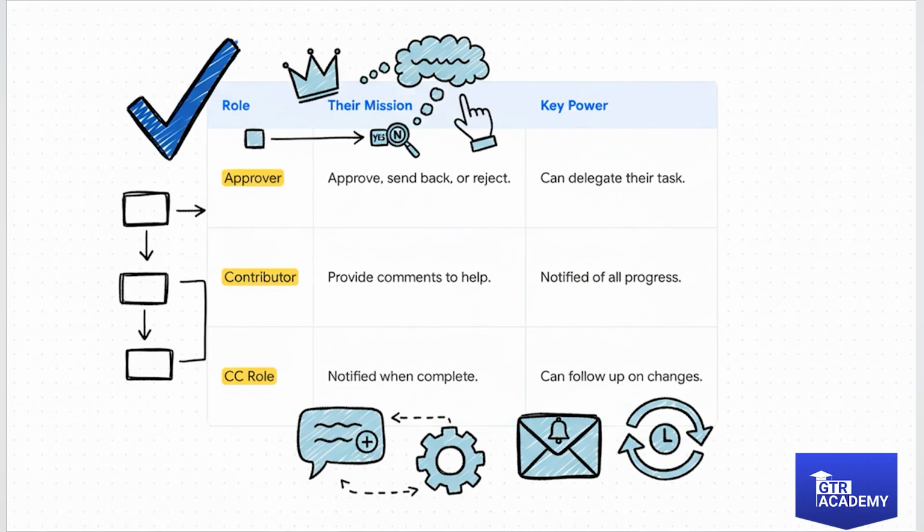First up, you have the approver. This is the person with the authority to say yes, no, or hey, send this back for a few changes. Then you've got the contributor. Now, they don't approve anything, but they add really valuable context or comments to help the approver make the right decision. And finally, there's the CC role. These are the stakeholders who are just kept in the loop. They get a notification once the whole process is done, so they know the change has been made.